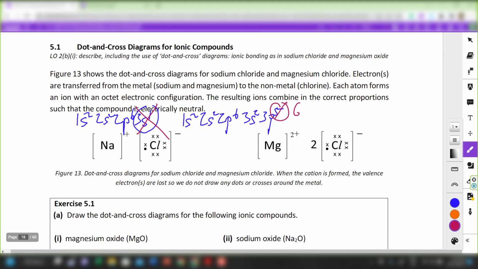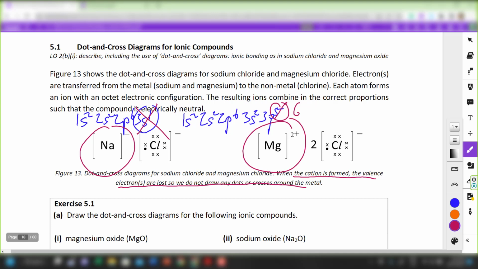Remember that this is a little bit different from secondary school. When the cation is formed, valence electrons are lost, so you do not need to draw the electrons in the 2s and 2p subshell. That is a little bit different from secondary school, because if I don't recall wrongly, in secondary school you are required to draw in those electrons from the period 2 or principal quantum shell 2. You are not required to do that here, so you can just leave them empty. So for sodium, just empty, magnesium 2+, empty as well.